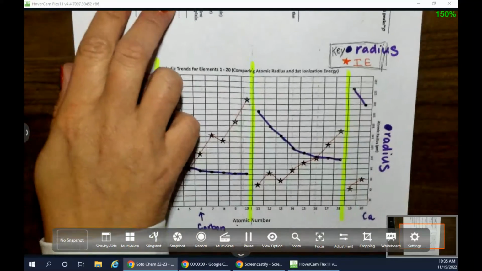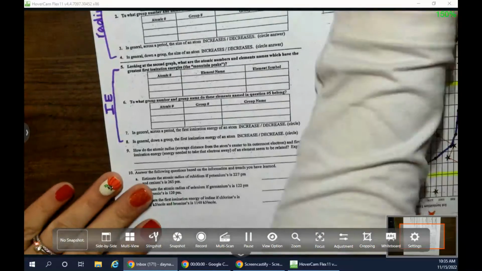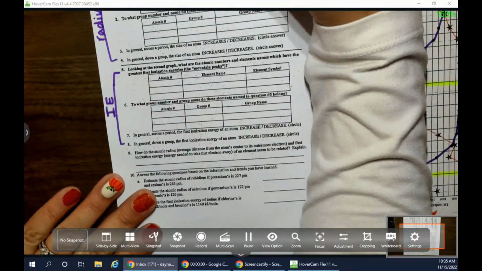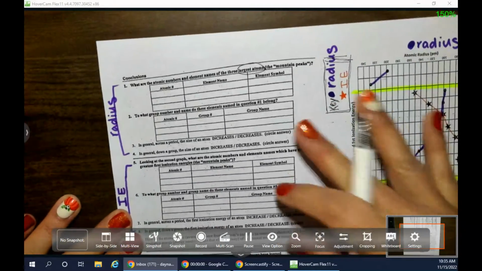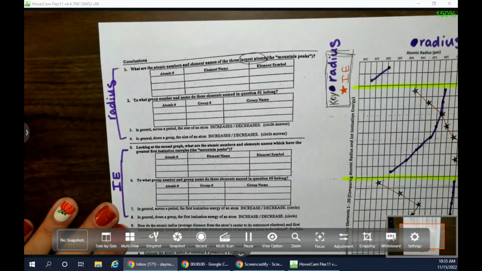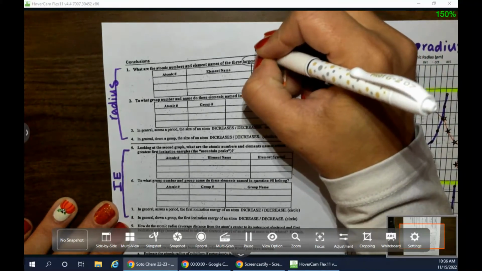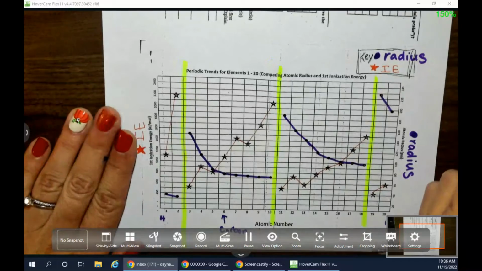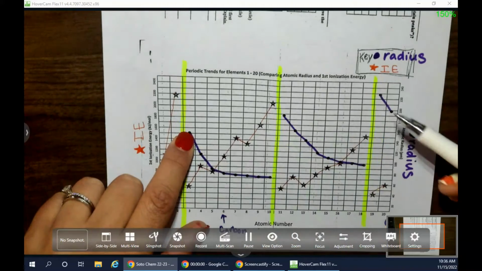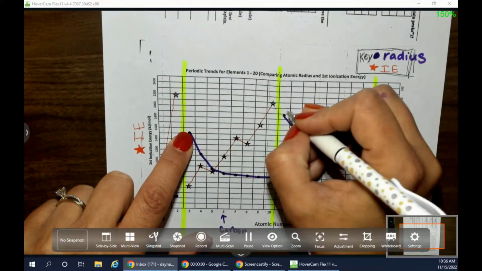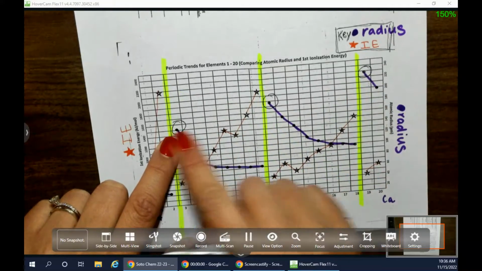Up at the top of your page over here, we have: what are the atomic numbers and the element names of the 3 largest atoms? So the largest atoms. We want to look at the dots or the stars. The dots, exactly. So we want dots for this one. Look at your graph. We want the 3 largest. So this one is the start of this one, here's this one, and this one, right? So we want to know this number, and this number. Go ahead and circle your 3 largest dots.